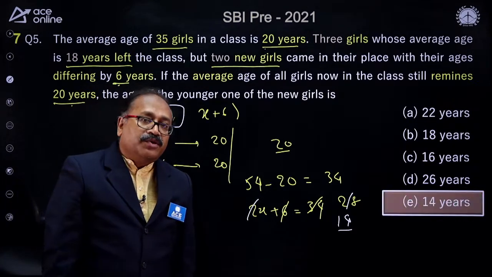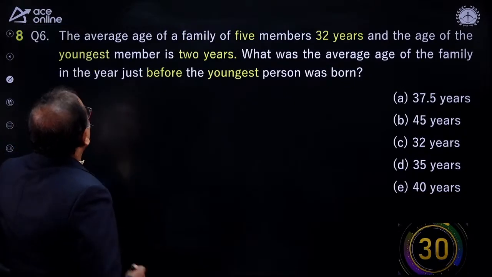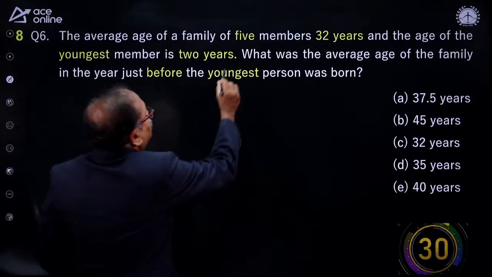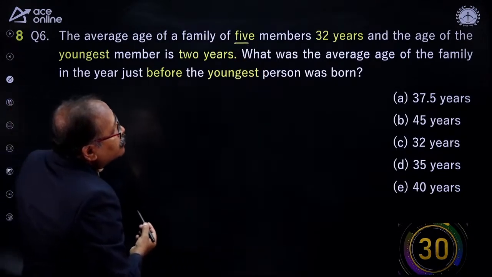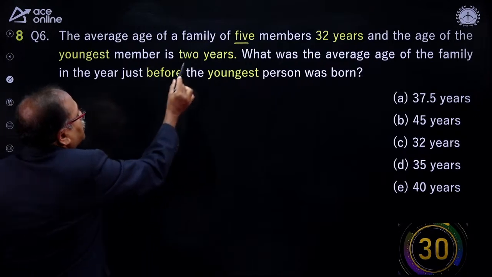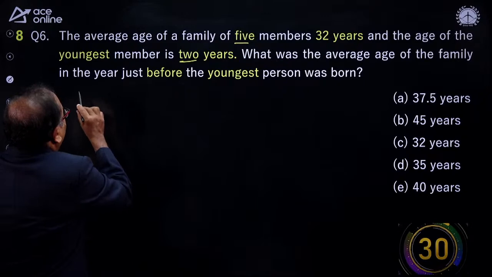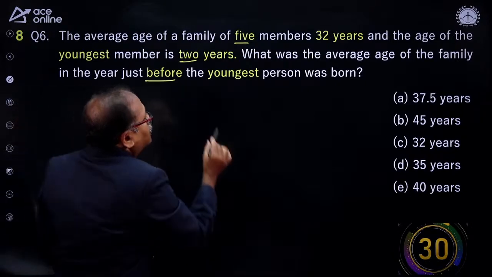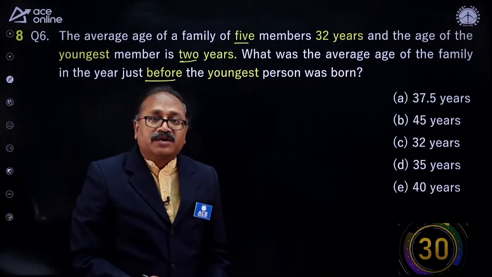Next question on the board here. Look at this one. The average age of the family of 5 members is 32 years. And the age of the youngest member is 2 years. So what is the average age of the family in the year just before the youngest person was born? You know this type of question, very common for the competitive exam.